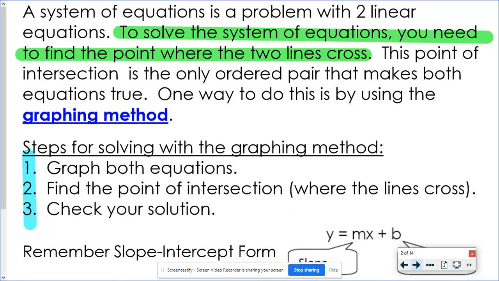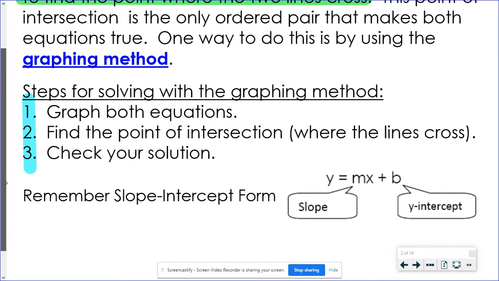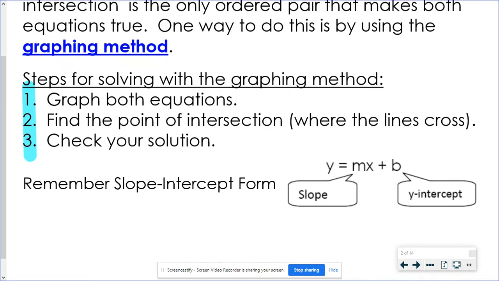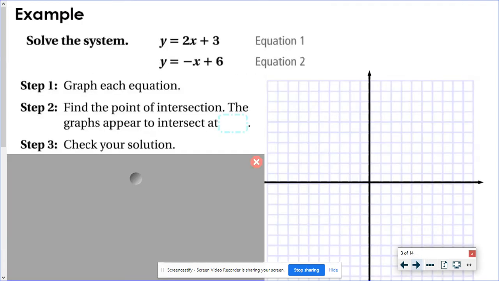So what we do as our steps, we're going to graph both equations, find that point of intersection. Again, that's the one point that is a solution for both equations. That's what we're looking for. And then we can check the solution by substituting in. And don't forget, slope-intercept form, y equals mx plus b. The m is the slope, the b is the y-intercept. We've used this for quite some time now.